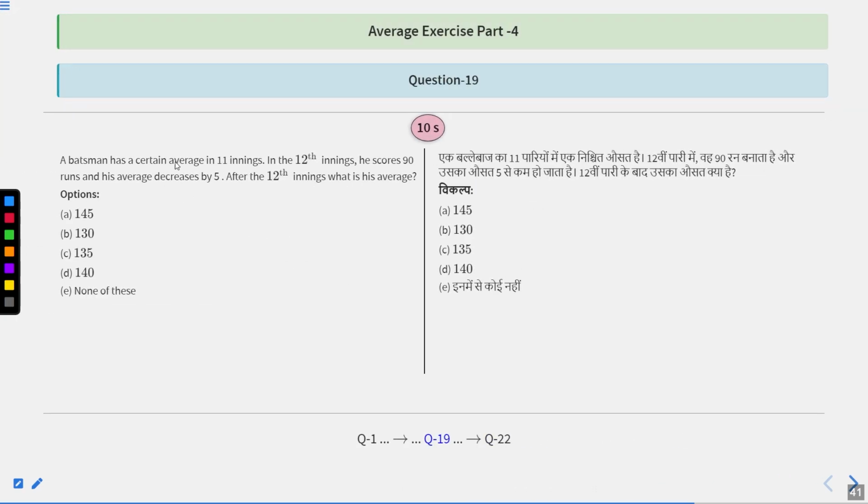A batsman has a certain average in 11 innings. In the 12th innings, he scored 90 runs and the average decreased by 5. After the 12th innings, what is his average? You have 5 options and 10 seconds to analyze the question. Your time starts now.